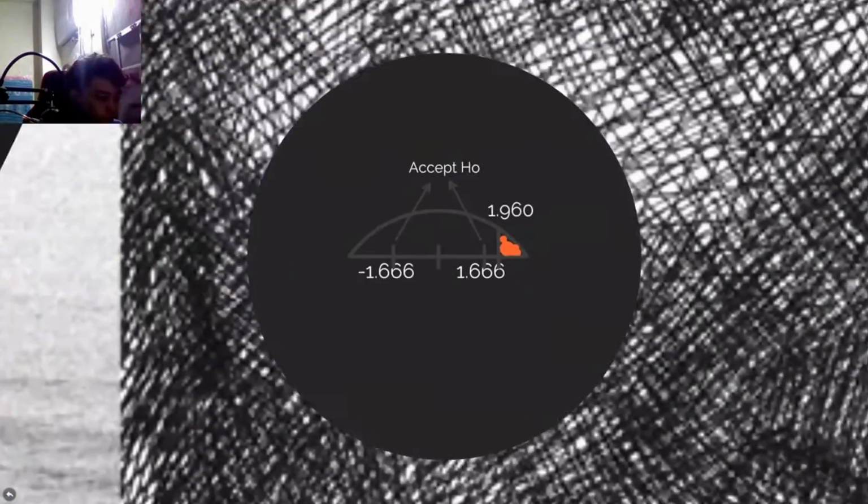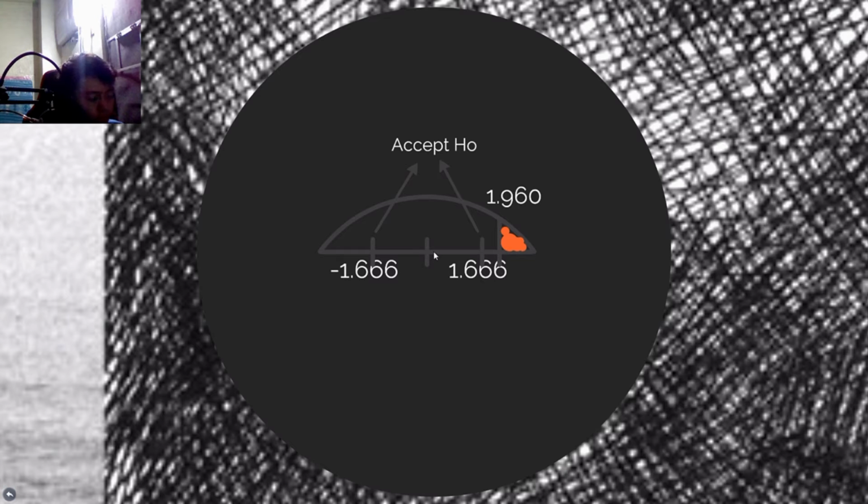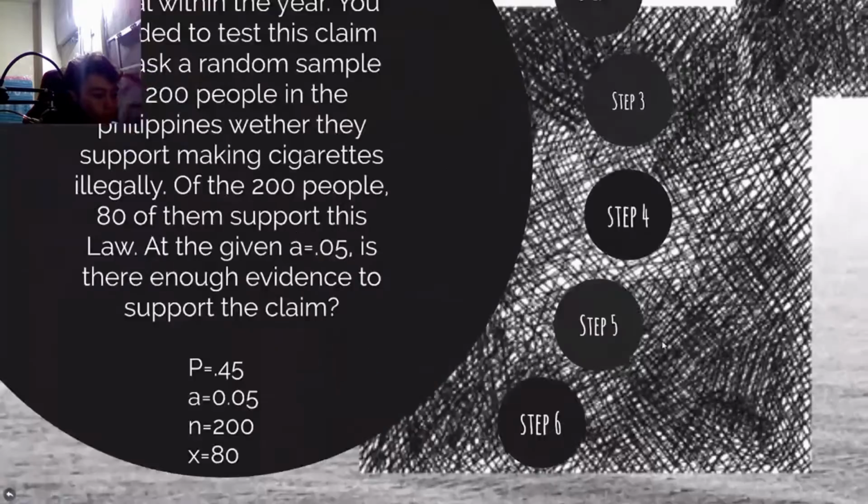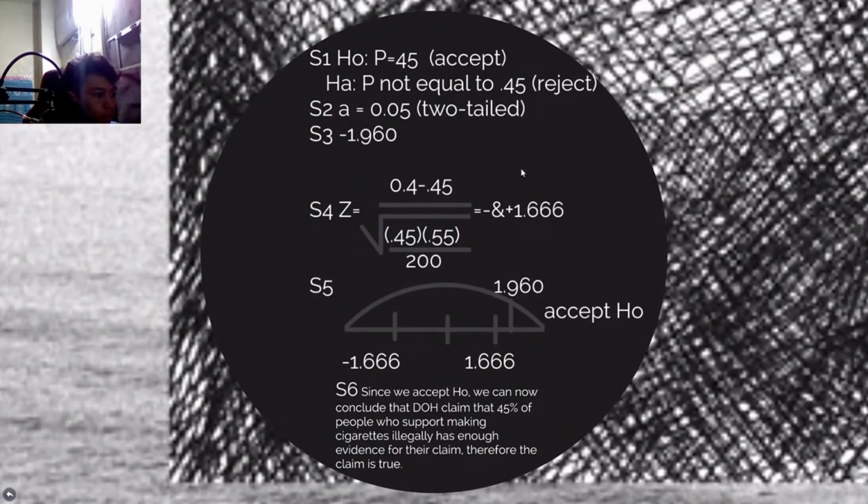So in step 5, let's graph it. Since it is two-tailed, we are going to graph our test values, negative 1.666 and 1.666, and the critical value or the rejection area is 1.960, and our test value is not inside the rejection area, therefore we can accept H0. Now the conclusion: since we got all this, we can conclude that we accept H0. The claim that 45% of people support making cigarettes illegal has enough evidence, therefore the claim is true.